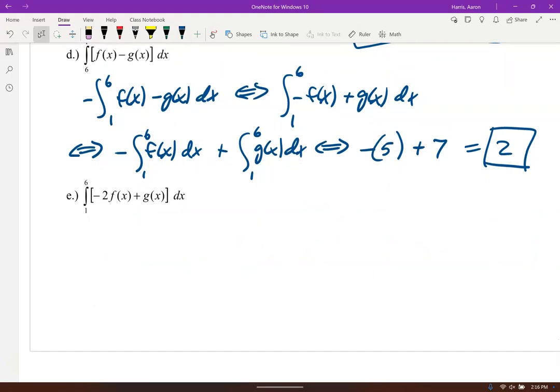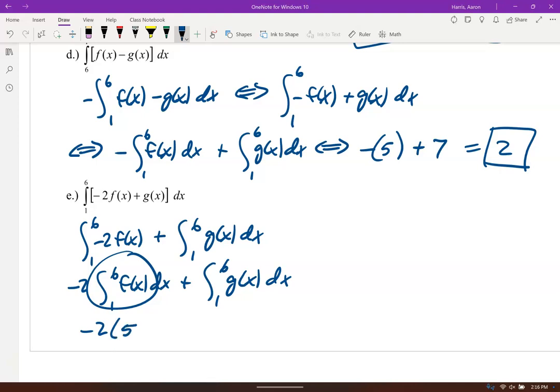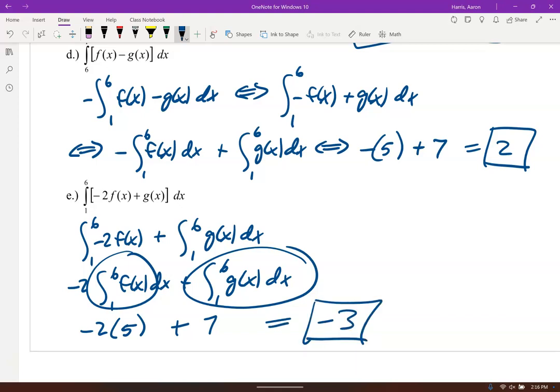Our last one here, we got 1 to 6 of negative 2 f of x plus 1 to 6 of that g of x. I'm going to put that negative 2 out front of the 1 to 6 f of x. And so we got negative 2. That 1 to 6 f of x was the 5. And then the 1 to 6 g of x was the 7. So I got negative 10 plus 7, which is negative 3 on that.